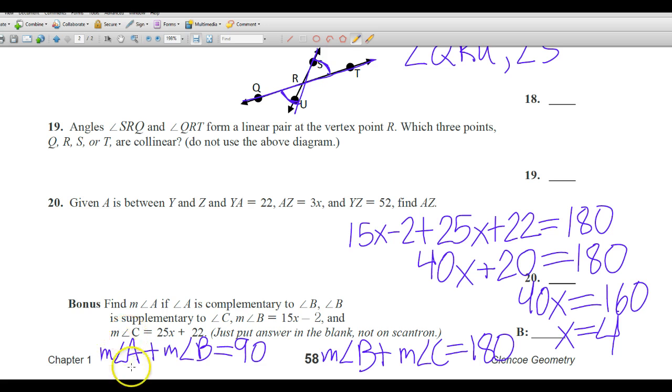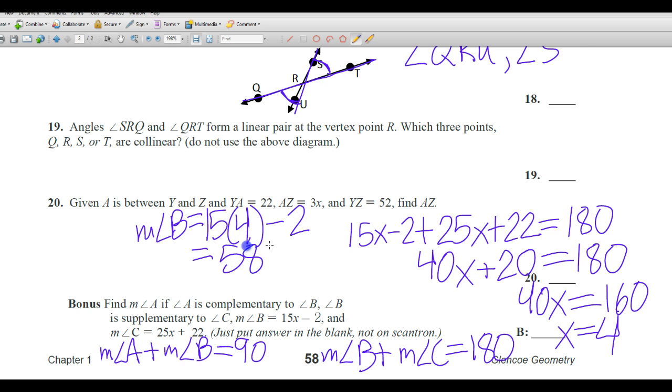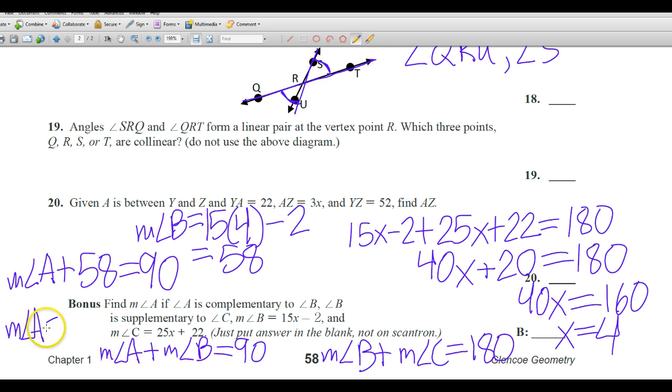We need to find the measure of A, so we need this equation. So if we know what B is, we can figure out what A is. So let's substitute 4 back in to find out what B is. So 15 times 4 minus 2, and that would be 58. Now substitute that in to figure out what A is. So the measure of A plus the measure of B, which is 58, is equal to 90. Subtract 58 from both sides, and the measure of angle A is 32 degrees.